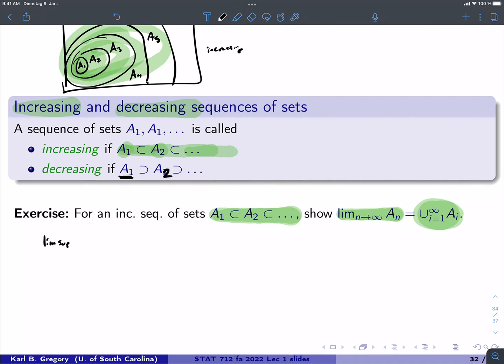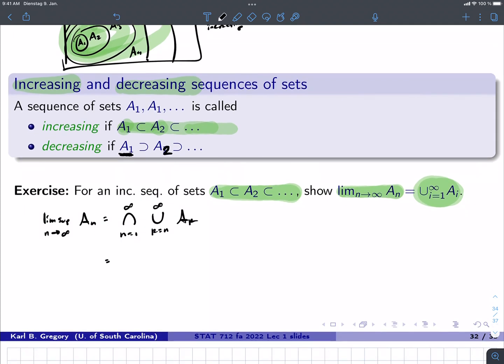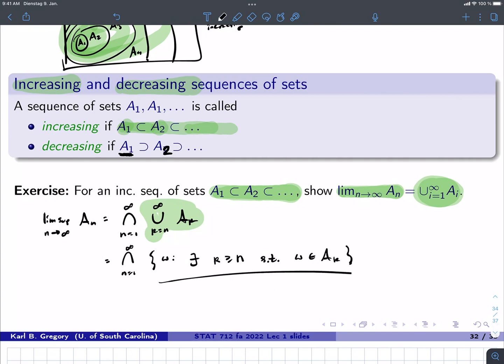Okay, so let's check on lim sup first. This is, remember, intersection union, so n going from 1 up to infinity, k going from n up to infinity of A_k. All right. Now, I think the easiest way to proceed is by writing this union out as a set of outcomes. It's a set of outcomes in the sample space such that there exists some k greater than or equal to n such that omega is in A_k. This means it's a set of outcomes in at least one of these sets A_k, where k is greater than or equal to n.